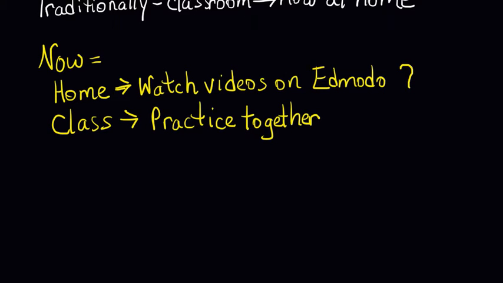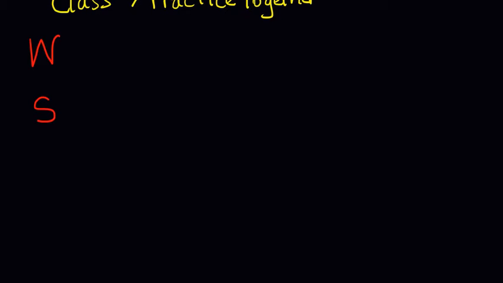So how are you going to show me that you've done this right here? This is the plan. The plan is to do something called a WSQ. This is how you're going to show me that you watched the videos at home. The W stands for watch.